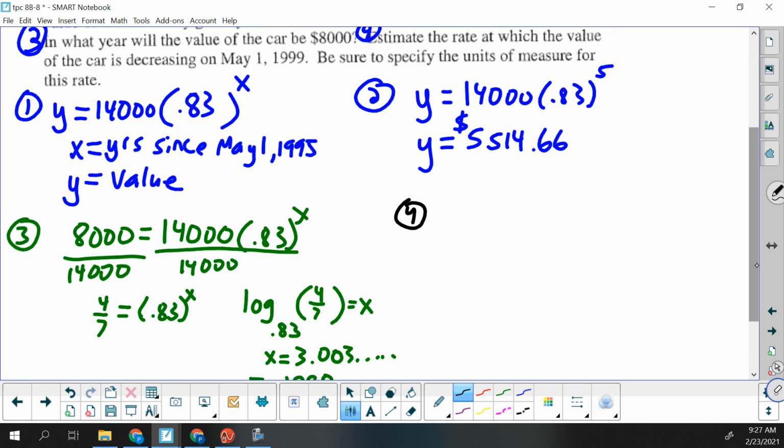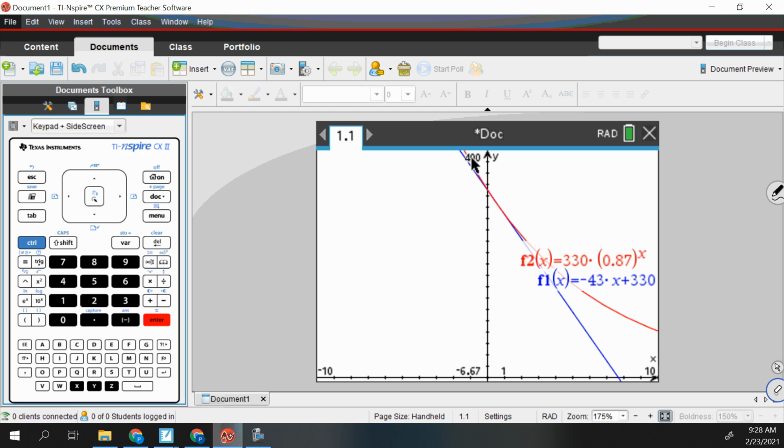Now our last one for this question, we want to know what is the rate the car's decreasing May 1st, 1999. Well, 1999 is 4 years after. And whenever we do a rate, we want to think slope. Our technique for finding the slope is we do that value and we do 0.01 later. So 4 and 4.01. So let's go to our calculators on a calculator page.